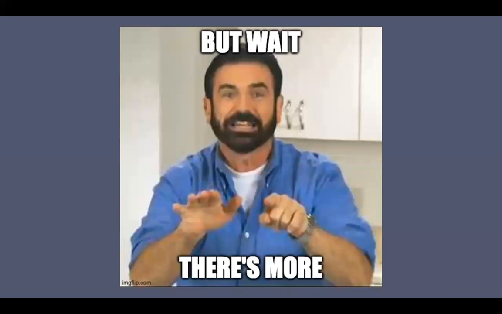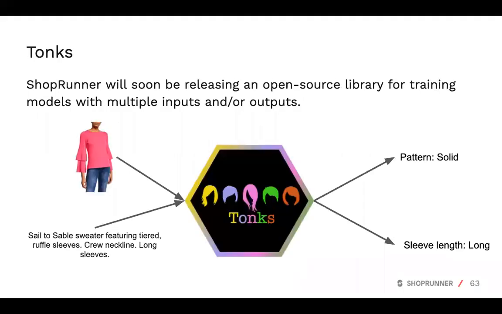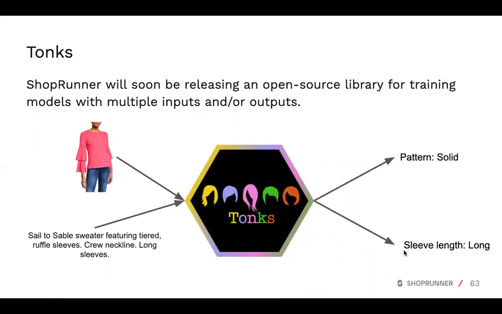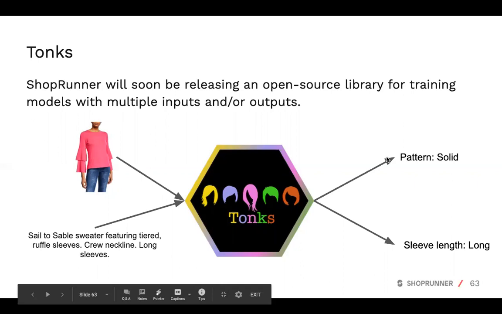But wait, there's more. Keep an eye out, ShopRunner is soon going to be releasing a library called Tonks, which is for training deep learning models that have multiple inputs and/or multiple outputs. So for us, we have products where we have both images and text, and then we need to classify them in different ways. For instance, with regard to the pattern of the shirt in this case, and also the sleeve length. So if you have problems like this, maybe you have both images and text and you want to do some classification, and/or you want to do multi-label classification, keep an eye out for that.